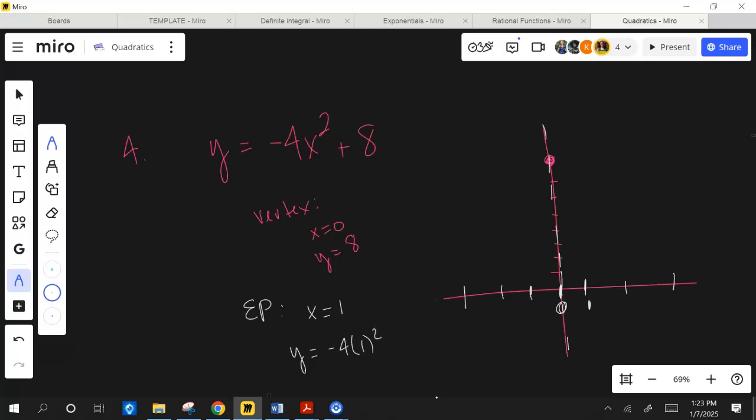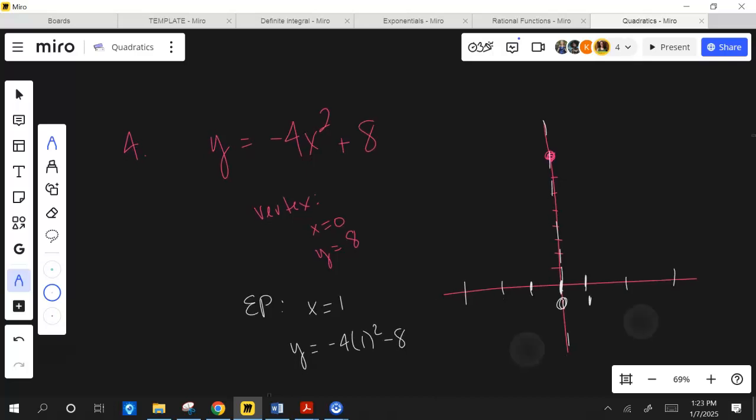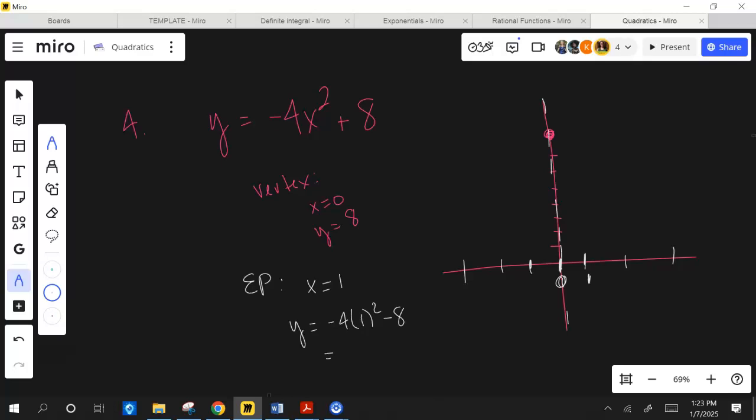Plugging it in, it's 4. So (1, 4). Is that what everybody got? (1, 4). Okay, where are you confused? I got 0 next. Let me plot that. Okay, plot that.